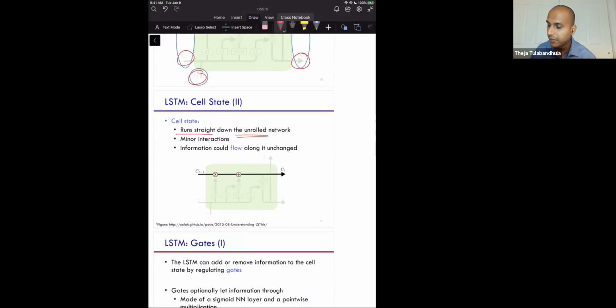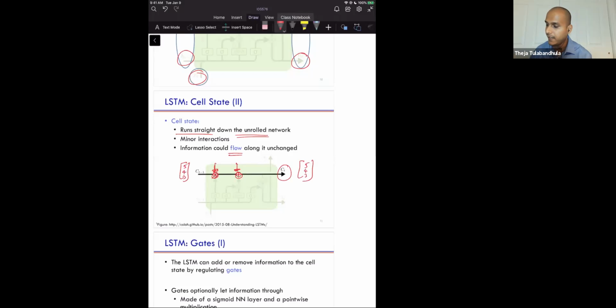Information is captured by this vector, C t minus 1, or any of these vectors. It flows along and is unchanged if there's no multiplication effect or no addition effect. If there are no additions going on, so all the element-wise additions are 0, or if all the element-wise multiplications happen to be 1, then the information is just going forward. Whatever numbers were there, let's say 5, 4, and 3, it'll also be 5, 4, and 3, as long as these two operations don't change its entries.